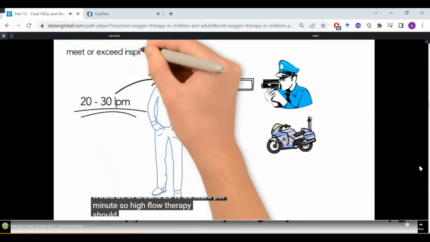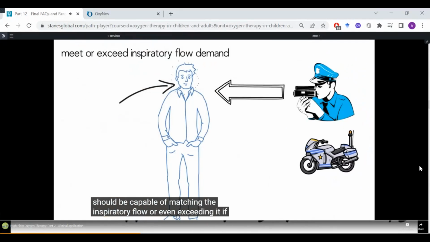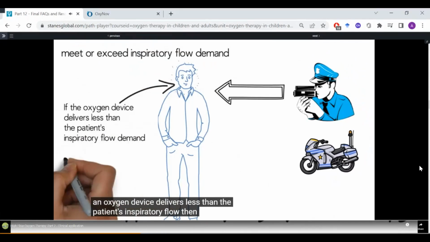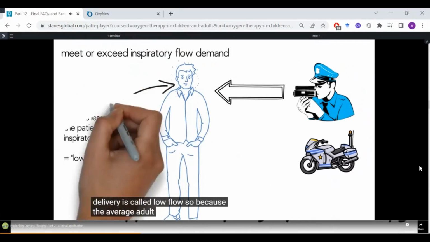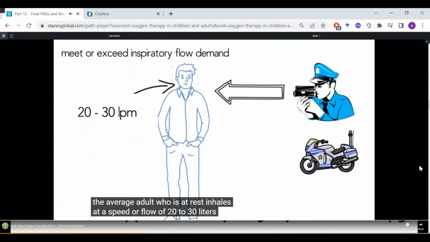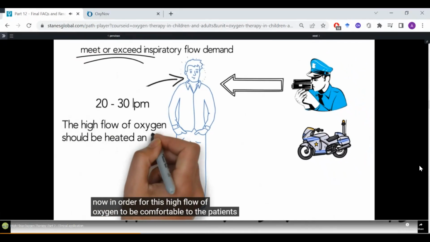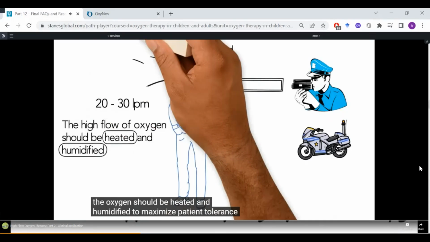So high flow therapy should be capable of matching the inspiratory flow, or even exceeding it. If an oxygen device delivers less than the patient's inspiratory flow, then the delivery is called low flow. So, because the average adult who is at rest inhales at a speed or flow of 20 to 30 liters per minute, a high flow device should be capable of delivering at least that much. Now, in order for this high flow of oxygen to be comfortable to the patient, the oxygen should be heated and humidified to maximize patient tolerance and comfort.